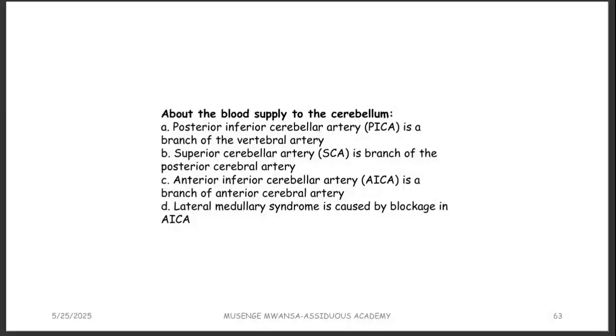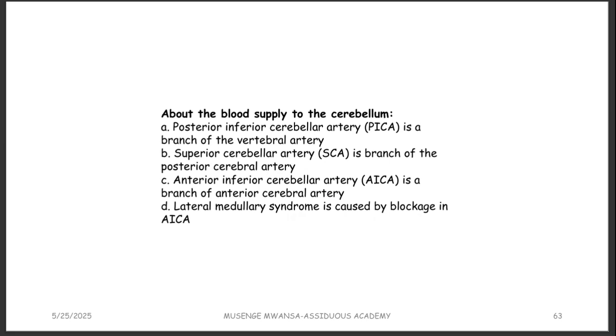Next, about the blood supply to the cerebellum: posterior inferior cerebellar artery is a branch of the vertebral artery. Superior cerebellar artery is a branch of the posterior cerebral artery. Anterior inferior cerebellar artery is a branch of the anterior cerebral artery. Lateral medullary syndrome is caused by blockade of the ICA. What do you think? Any thought?